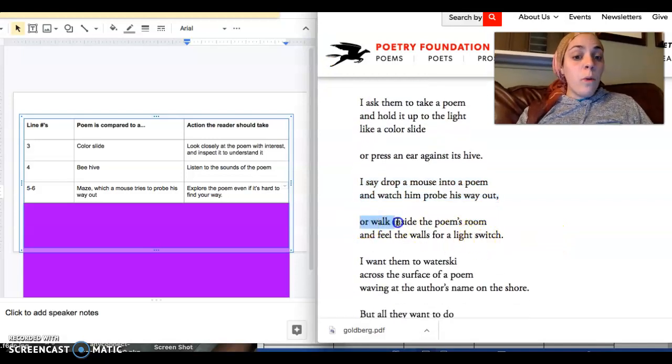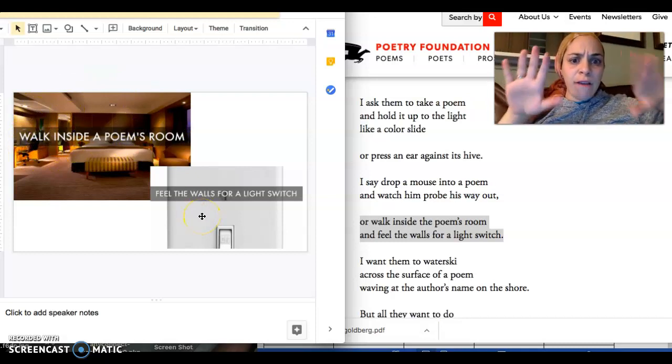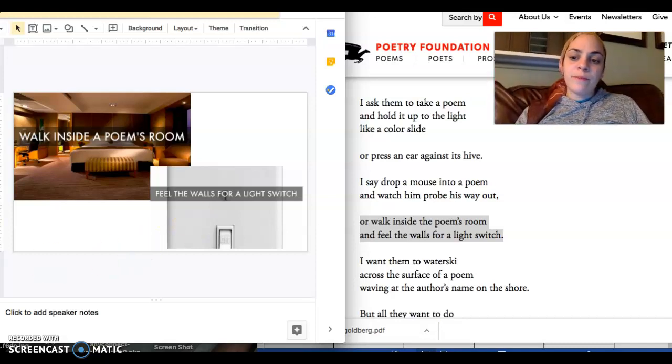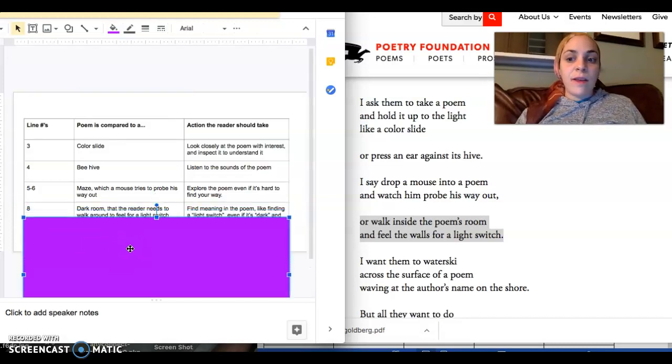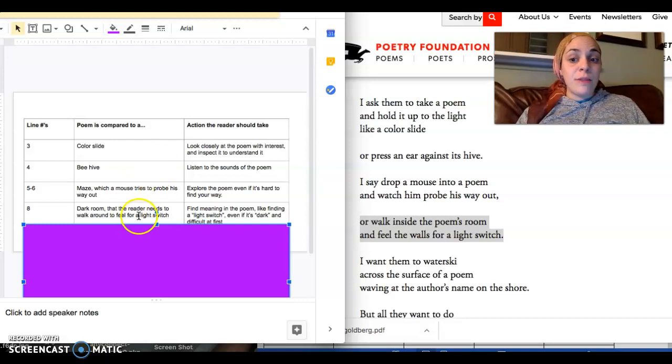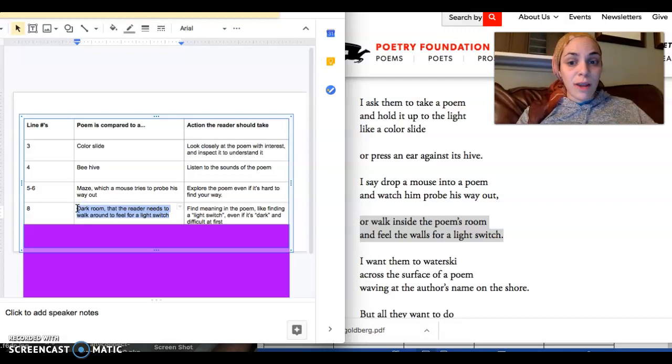Or walk inside the poem's room and feel the walls for a light switch. So here's the picture, right? Here's a bedroom. So picture a dark bedroom and you're trying to feel around for the light switch to turn on the light. So the poem is compared to the dark room that the reader needs to walk around to feel for the light switch, right? The poem is compared to the dark room.